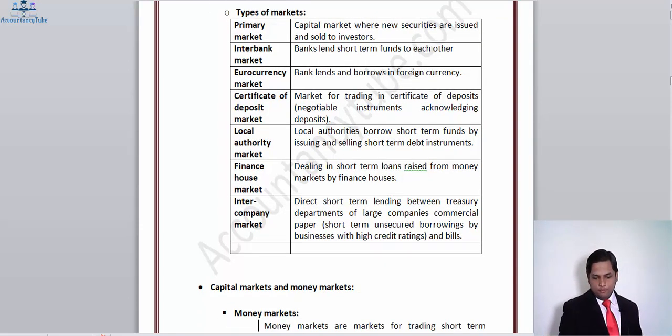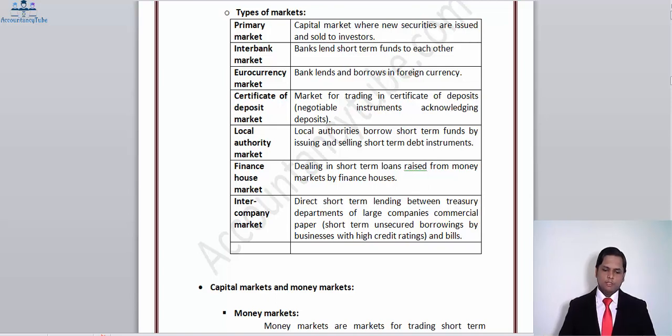Then we have got the certificate of deposit market, a market for trading certificates of deposit, negotiable instruments acknowledging a deposit. We deposit the funds, and the certificate of deposit indicates the principal amount and the return that you'll be getting from it. And that certificate of deposit is tradable in the market. It goes up and down depending upon market conditions.